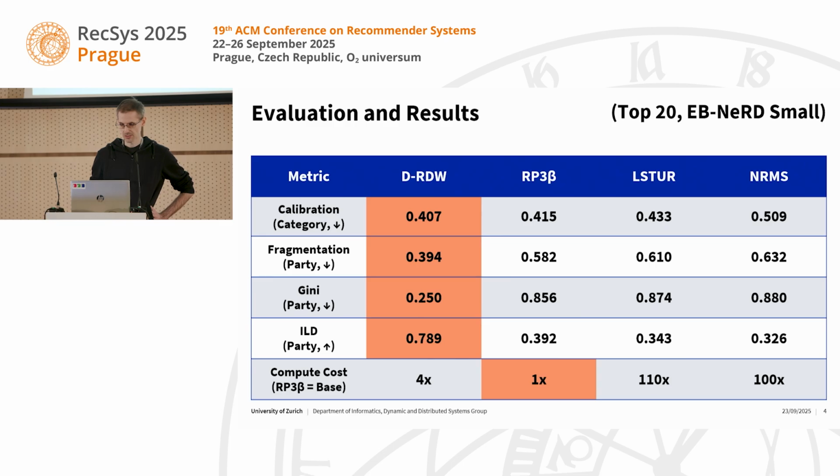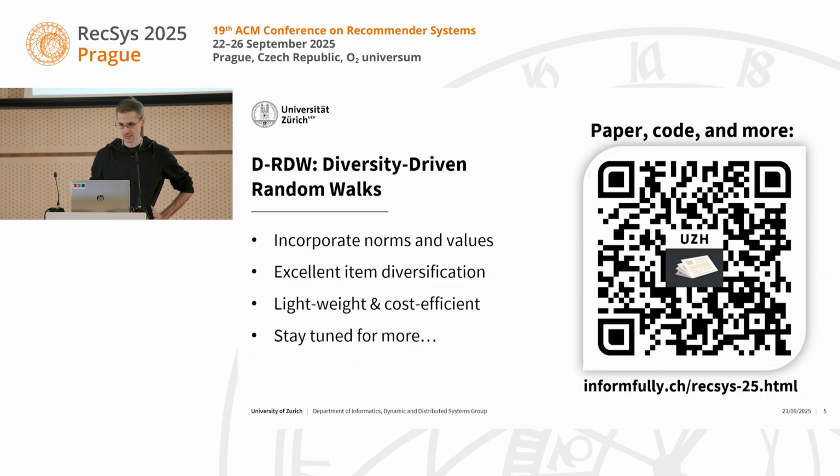Finally, compute cost. If we take RP3beta as the baseline, we see that we are 4 times as expensive, yes, but still cheaper than the neural baselines, which are 100 plus times more expensive.